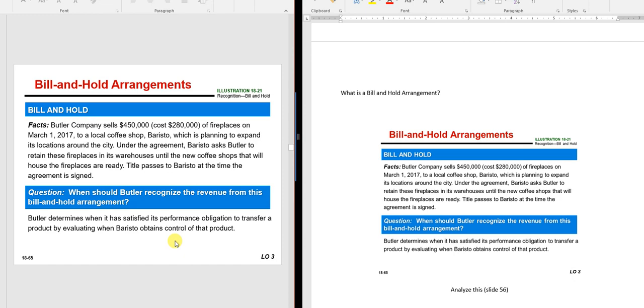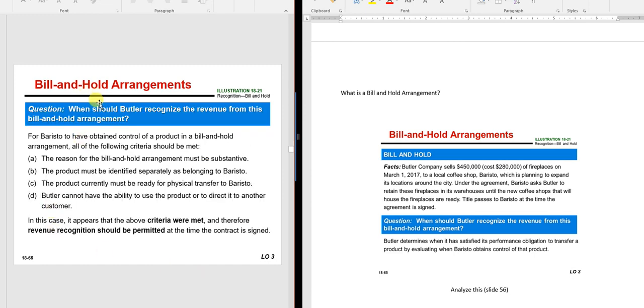But in the case of my elevator, if they've made it specially for me, they're going to look at me and say, yeah, you take it or you're going to pay me storage and you're going to be the one that insures it. Title has passed in that case. Title has not passed if I can just sell it to somebody else. Okay, so when should they recognize?